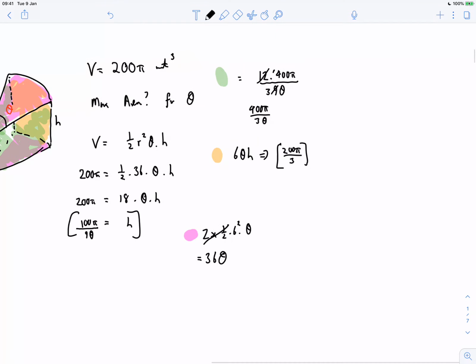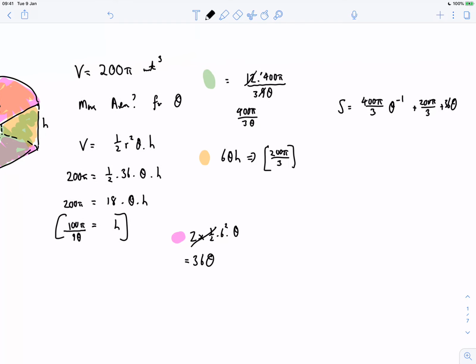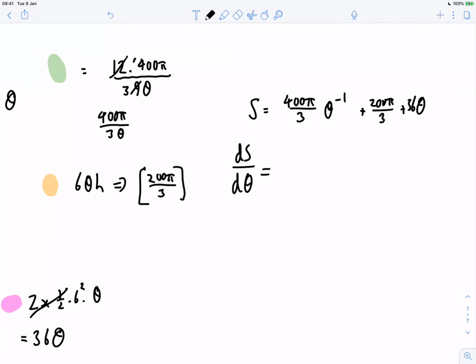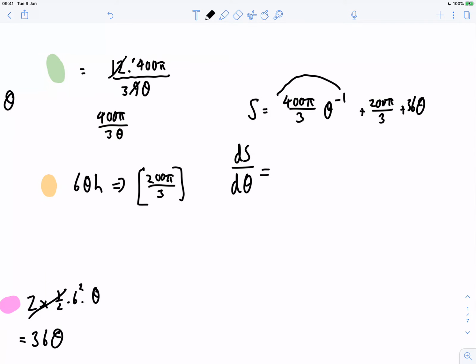So when you add all these things together, the total surface area is the green bits, which is 400 pi over 3 theta to the minus 1. The orange bit is 200 pi over 3, plus the pink bit is 36 theta. And now if I want to find the maximum S for a given theta, where S is the surface area, then I need to find dS by d theta and set that equal to 0. So remember the power rule, bring the power to the front, so that's minus 400 pi over 3, and then theta, drop a power, minus 2. This is a constant, so it disappears, and 36 theta plus 36, like so. I now set this equal to 0 and solve.